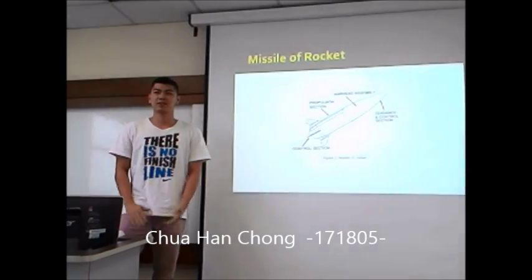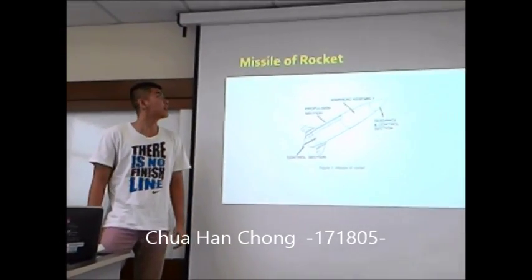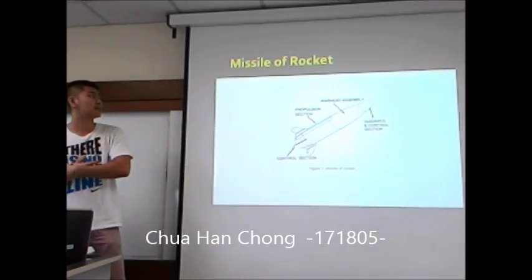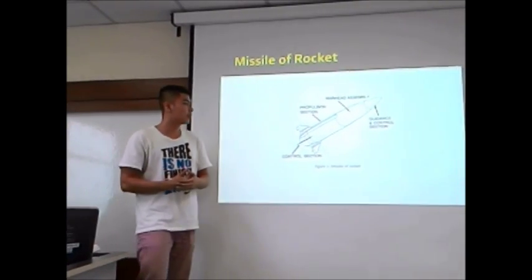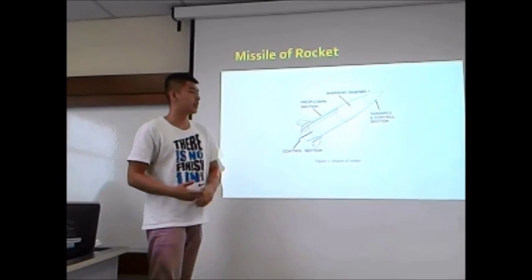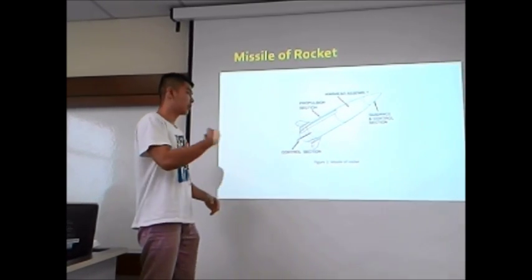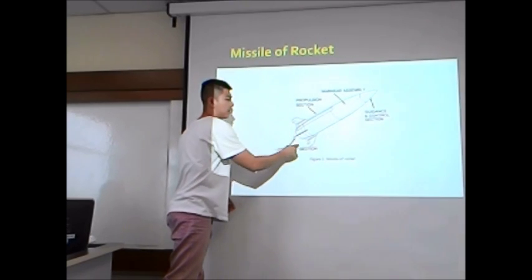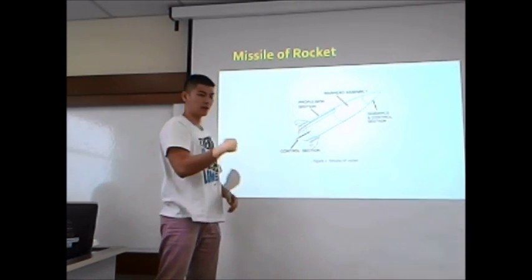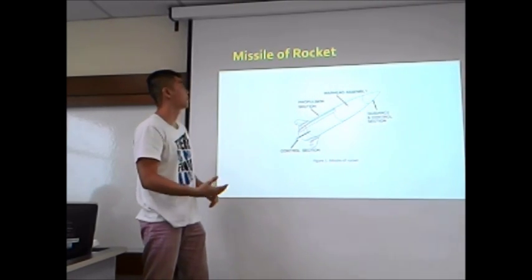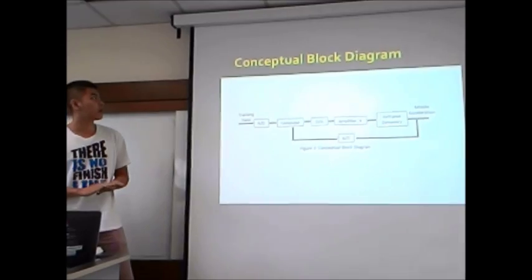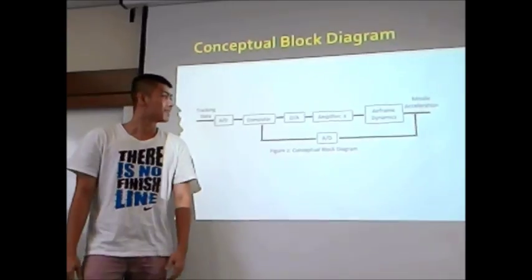Thank you. My name is Chuan Zhong, matric number 171805. Now I want to present the diagram of the missile. So this is a diagram of the missile, and the purpose of our control project is to determine the control section of this part, which is these three plates that control the stability of the missile.